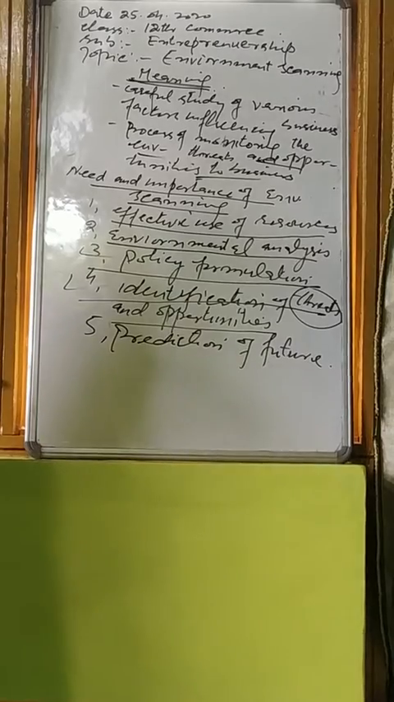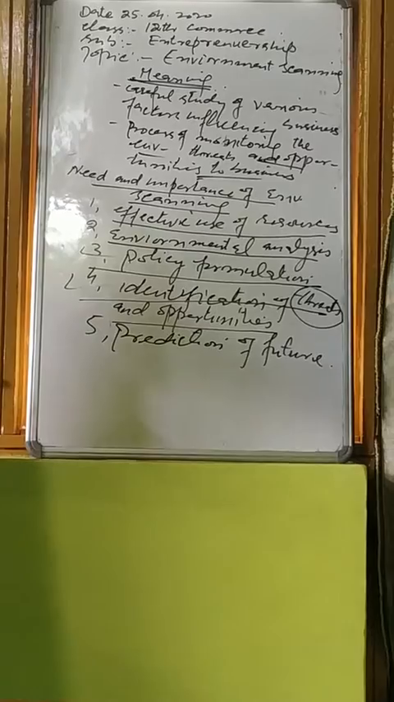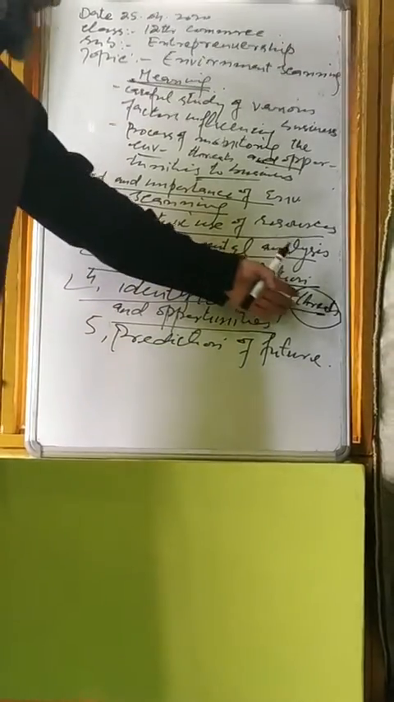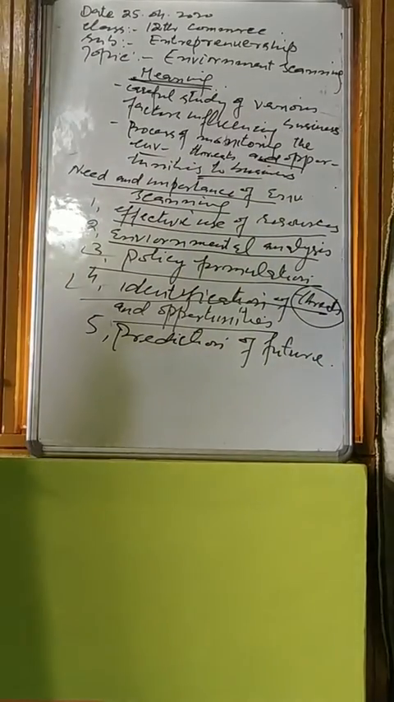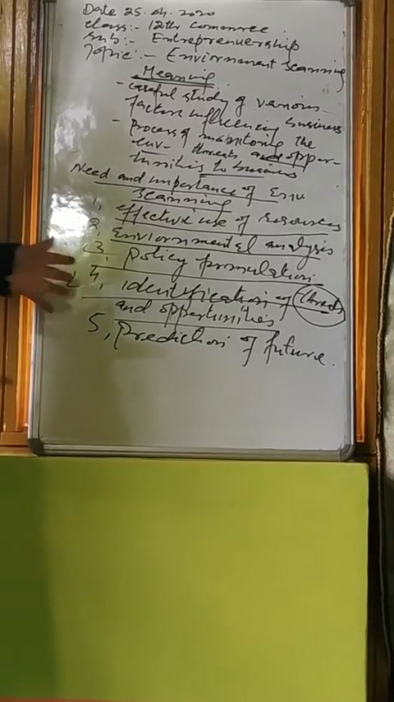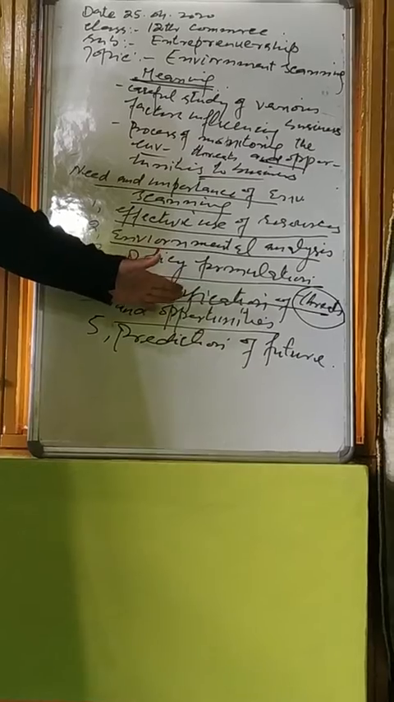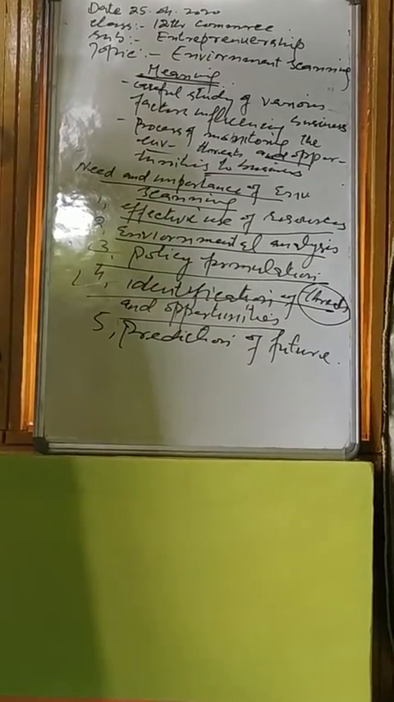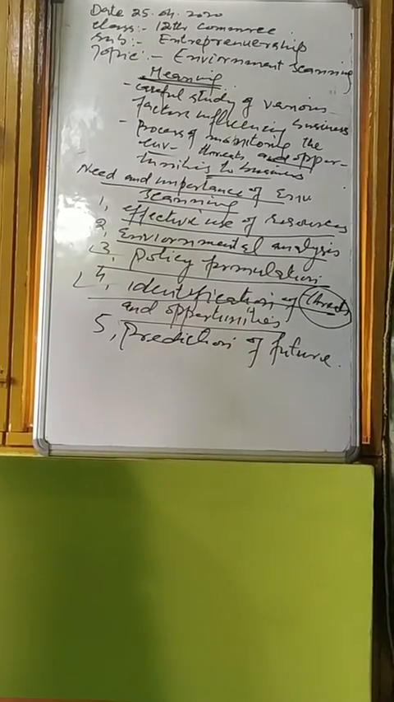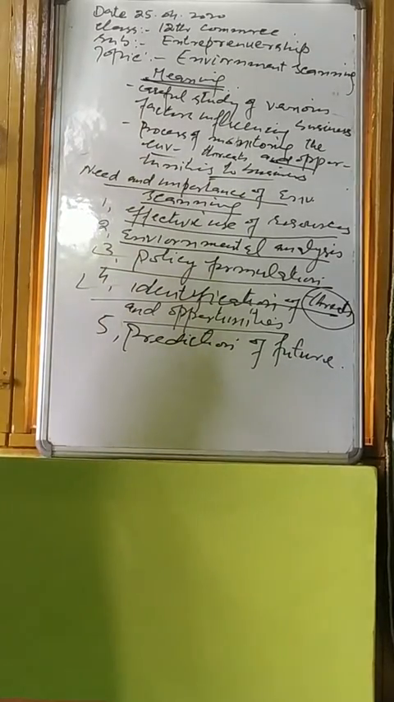These opportunities are plus points and threats are minus points for which an entrepreneur has to struggle in a particular area or in a particular environment. So he has to see. Environment scanning gives detailed information to a particular entrepreneur about the possibilities and about the difficulties of setting up his enterprise in a particular environment.